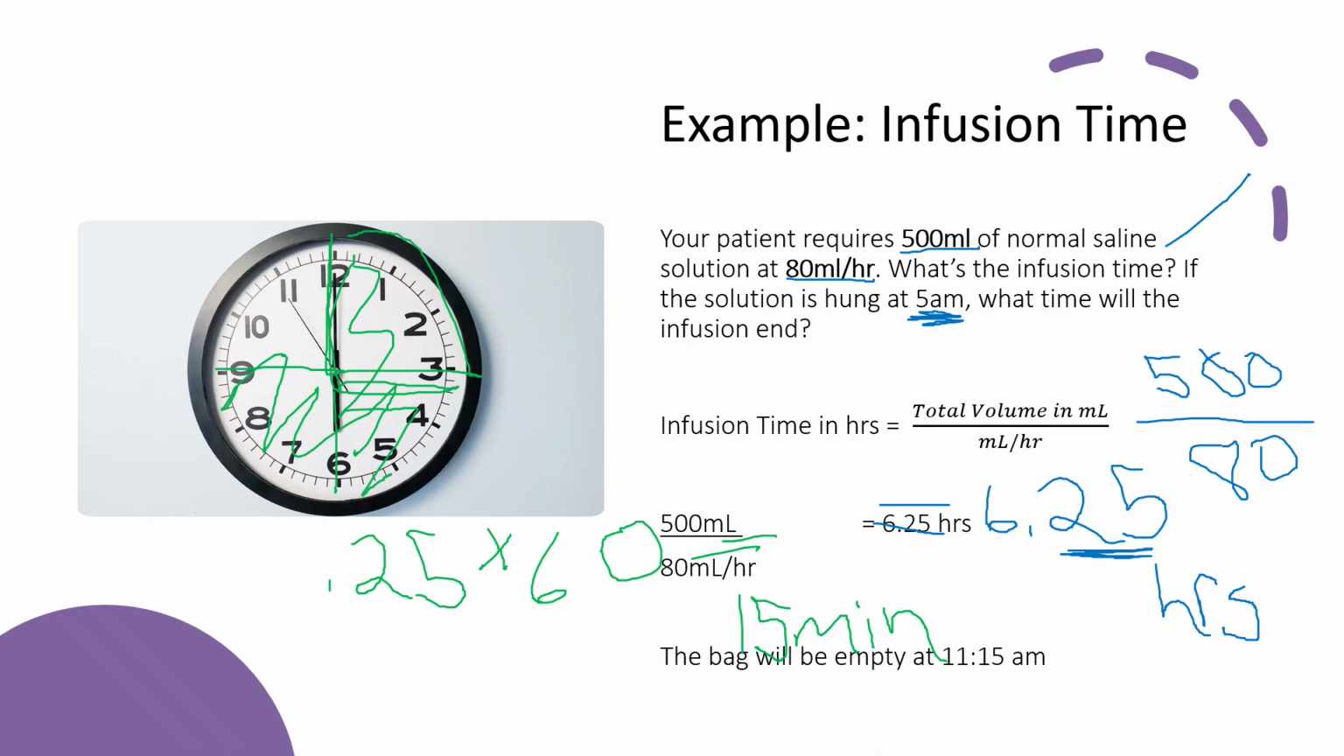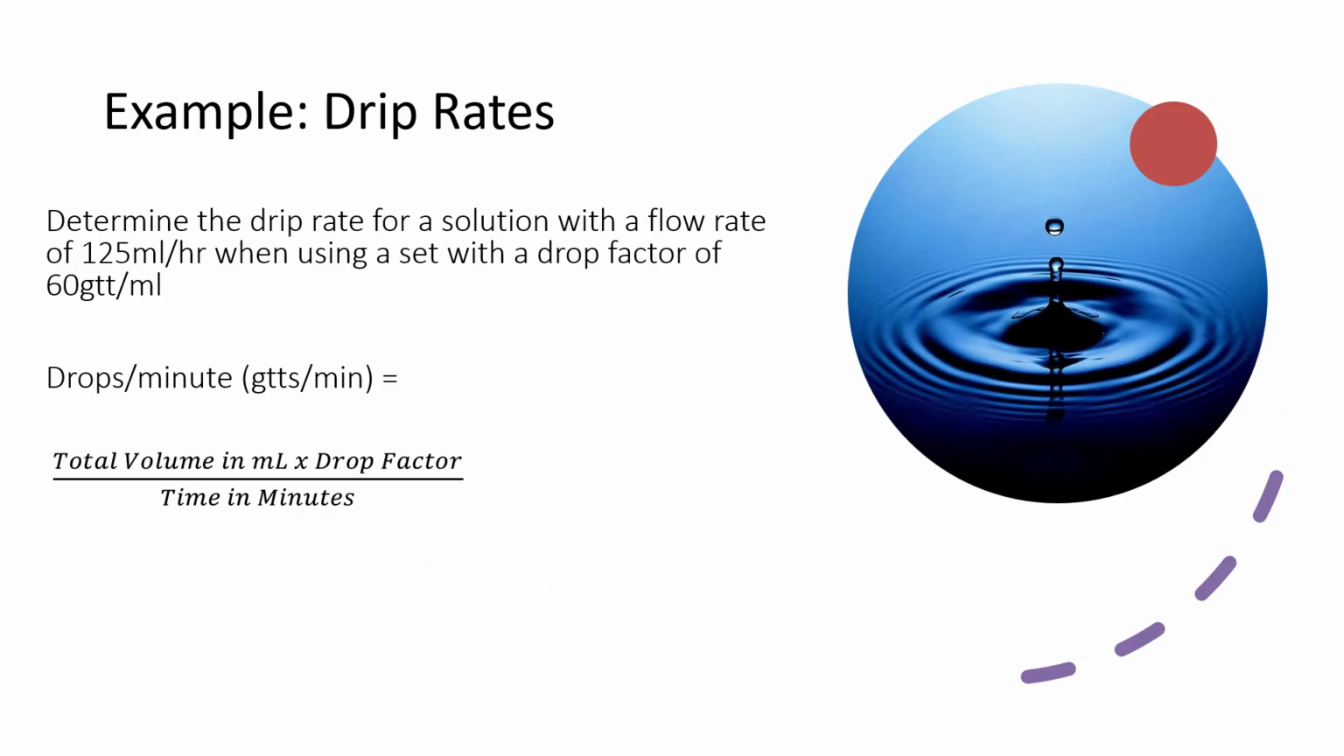And lastly is your drip rates. So determine the drip rate for a solution with a flow rate of 125 mils an hour when using a set with a drop factor of 60 drops per mil.